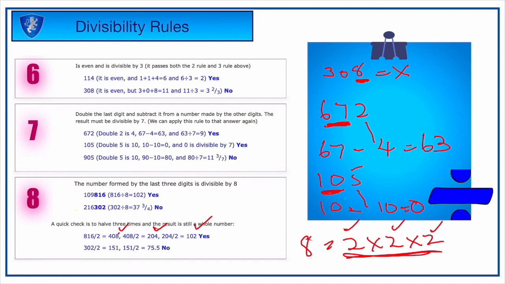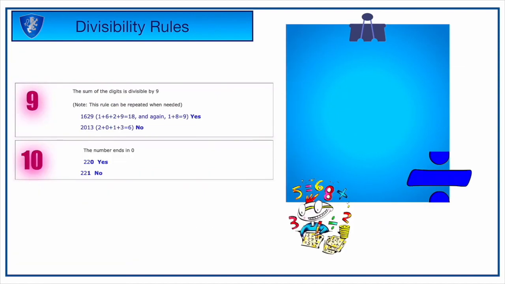Now let's look at the test for 9. The test for 9 is again similar to the test for 3, because you've got to find the sum, and you know what sum means. Add all the digits, and if you get an answer which can be divided by 9, then yes, you can do it. And by the way, you can repeat this rule. Let me show you.